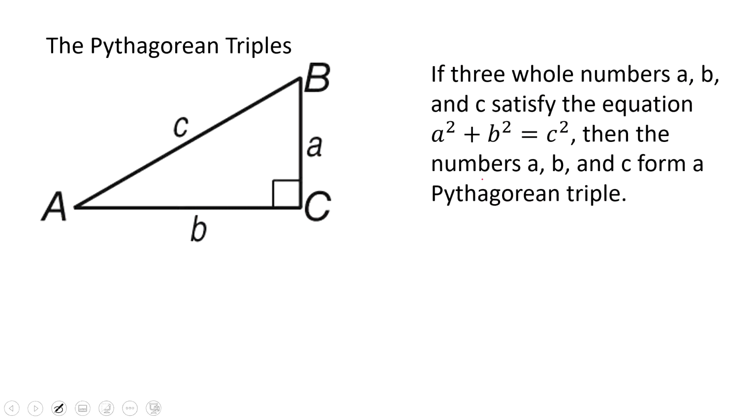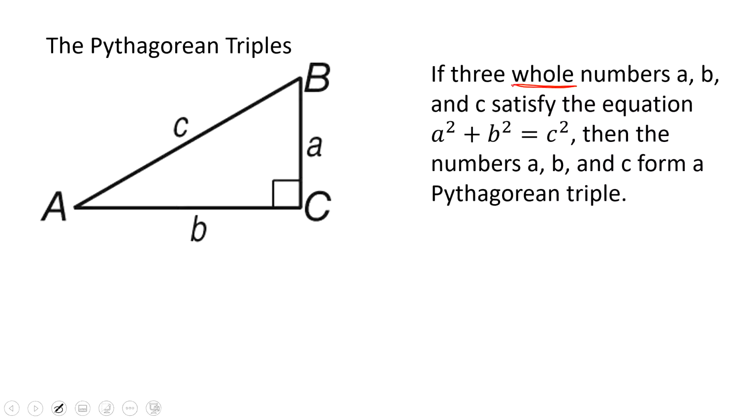A Pythagorean triple is a set of 3 numbers that form a triangle and satisfy a squared plus b squared equals c squared, but the numbers are whole numbers. They're not fractions. They're not decimals. They are whole numbers, the numbers we count with: 1, 2, 3. So that's what you're going to try to recognize as we're working through this.